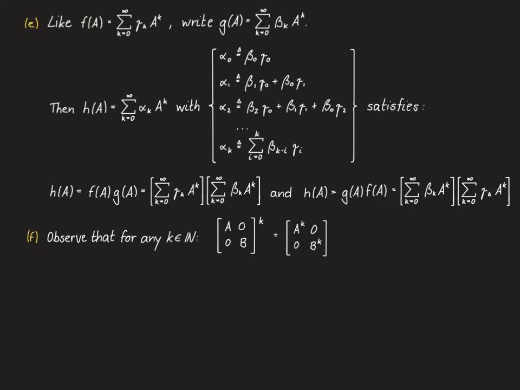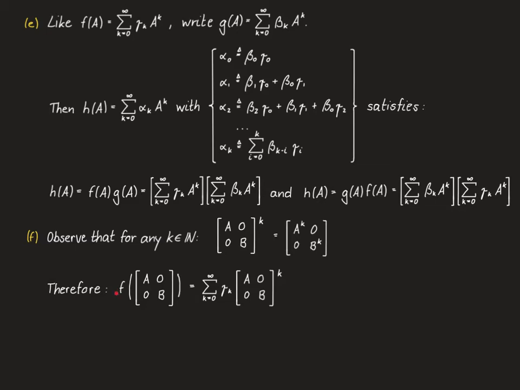Finally, for part F, observe that for any natural number k, we have that a block diagonal matrix to the power k is equal to taking the block diagonal elements to the power k. This can be easily verified by induction, so multiplying the block diagonal matrix with itself, and then with itself 3 times, with itself 4 times, and so on.